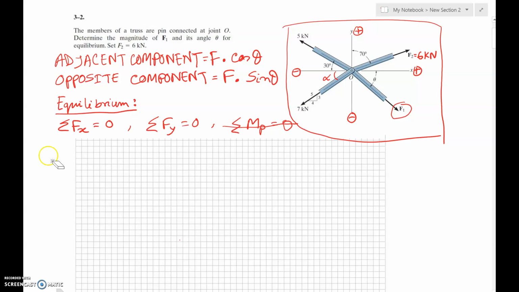Now let's take summation of all the forces in x direction. At first, this F2, which is 6 kilonewton, and this angle is 70 degrees, which is the first side from x direction, so it will be 6 sine 70 degrees. Now for F1, the angle is in the adjacent side, so it will be plus F1 cos theta.